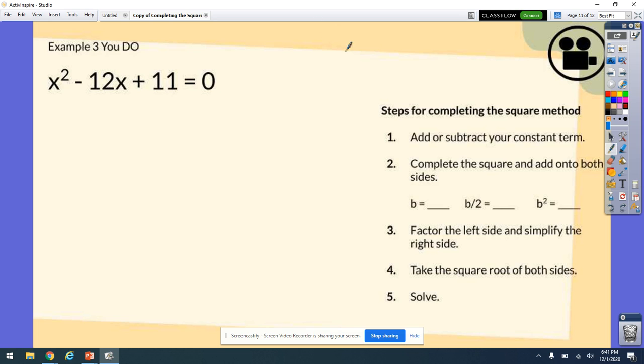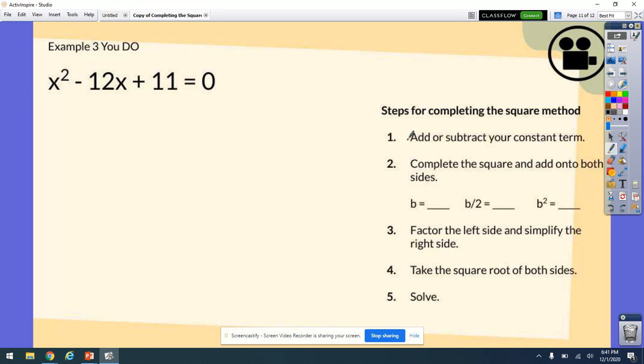Right, so this is now your turn. So basically, we want you guys to practice on this using your steps and your methods. Pause the video so that way you guys can work it out first and then check and see if you're doing the steps correctly. So here we go. Pause the video now.